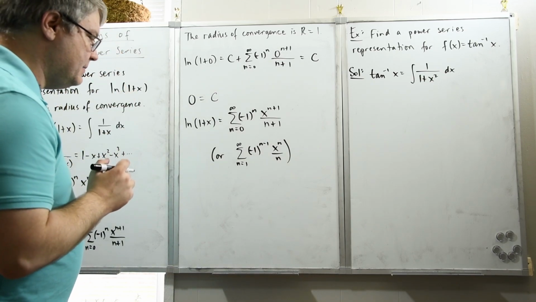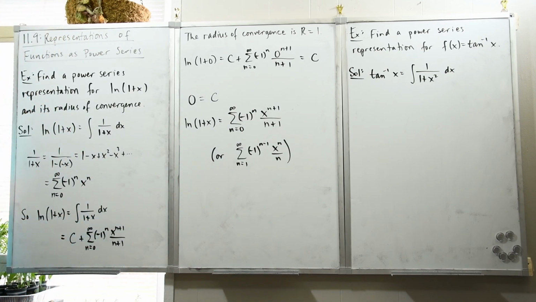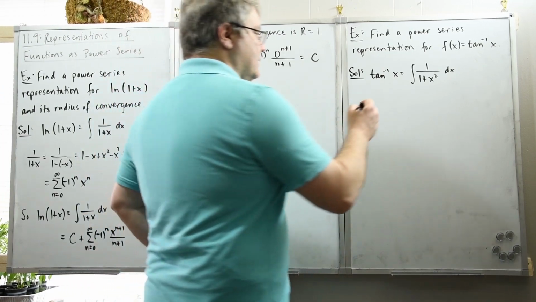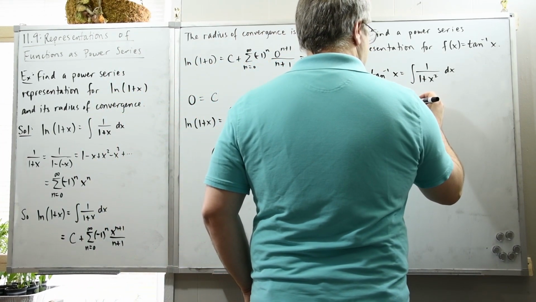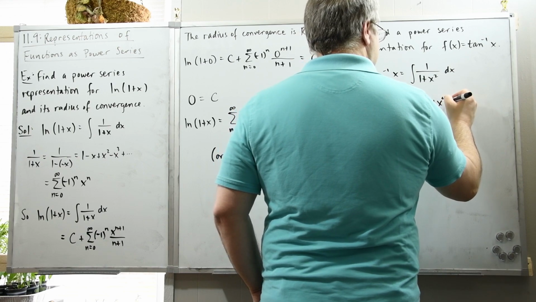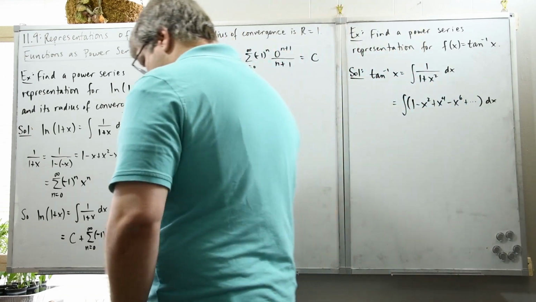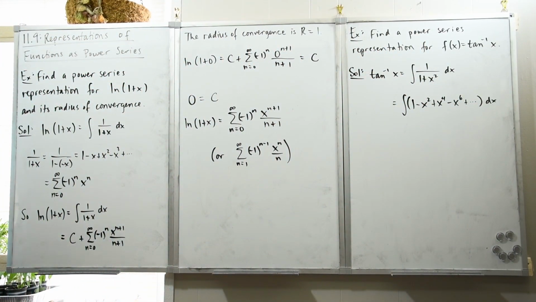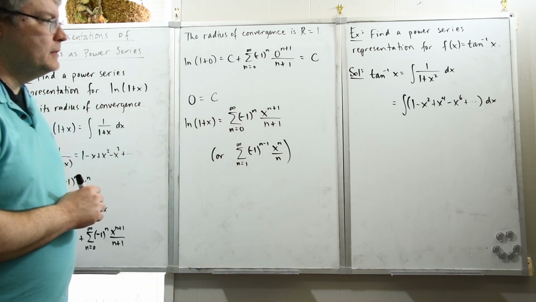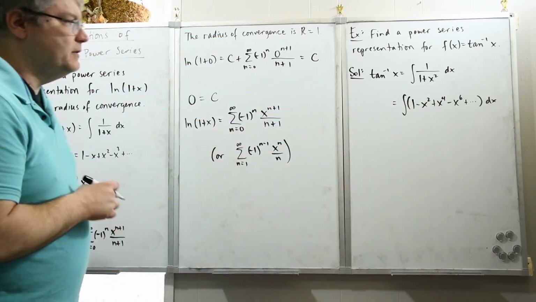Now, keep in mind that your 1 over 1 plus x squared is actually something that we took a look at at the beginning of this section. And you may remember that your 1 over 1 plus x squared can be written as follows. So this inverse tangent of x will be the integral of 1 minus x squared plus x to the fourth minus x to the sixth and so forth. Once again, we derived this at the very beginning of this section.